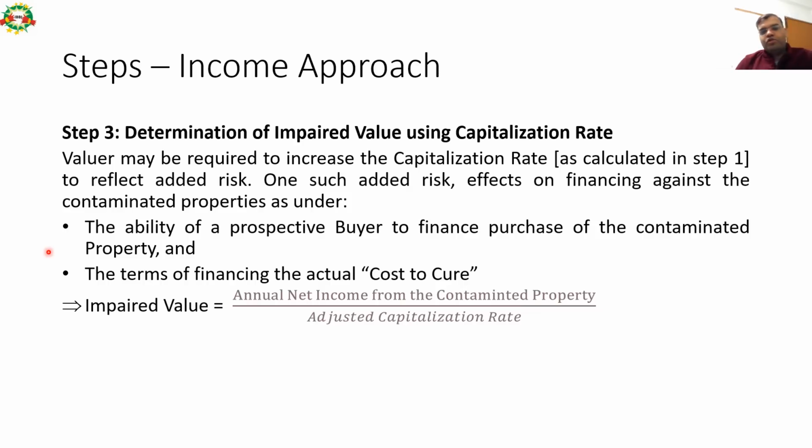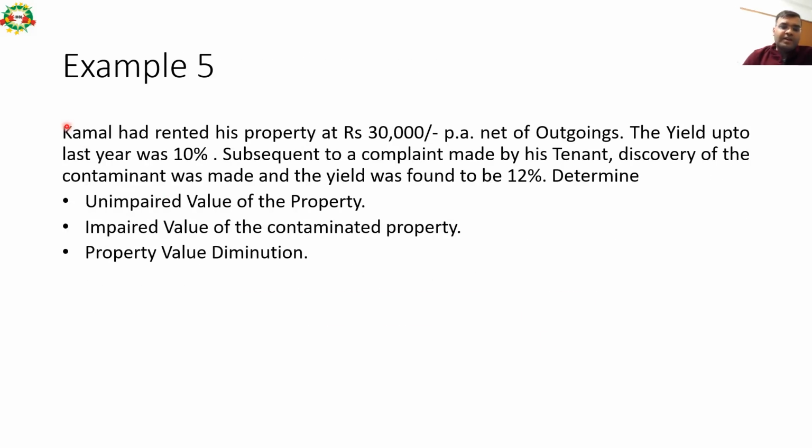Then impaired value is equal to the annual net income from the contaminated property as calculated in step number 2, divided by the adjusted capitalization rate, which shall be calculated by adjusting the capitalization rate calculated in step number 1. So let us try and understand these techniques with the help of a few examples.